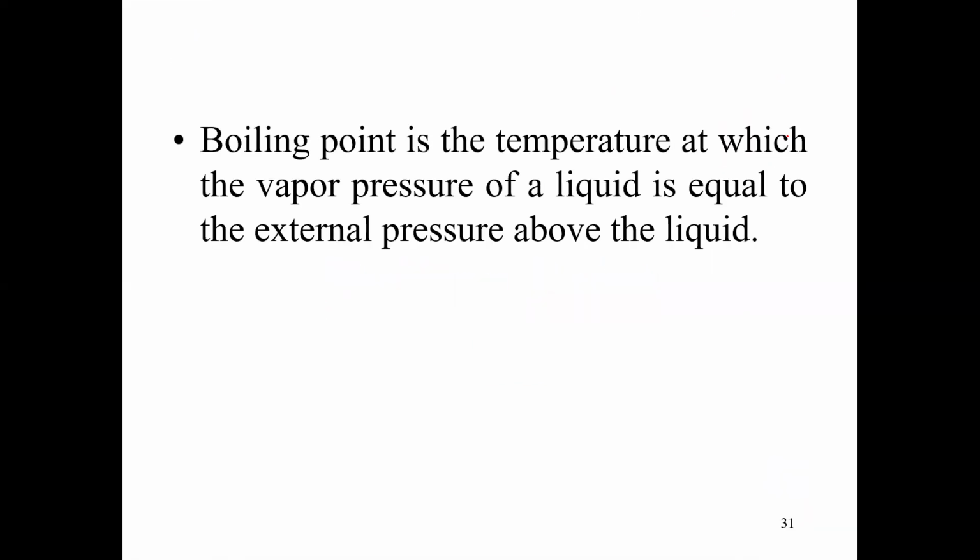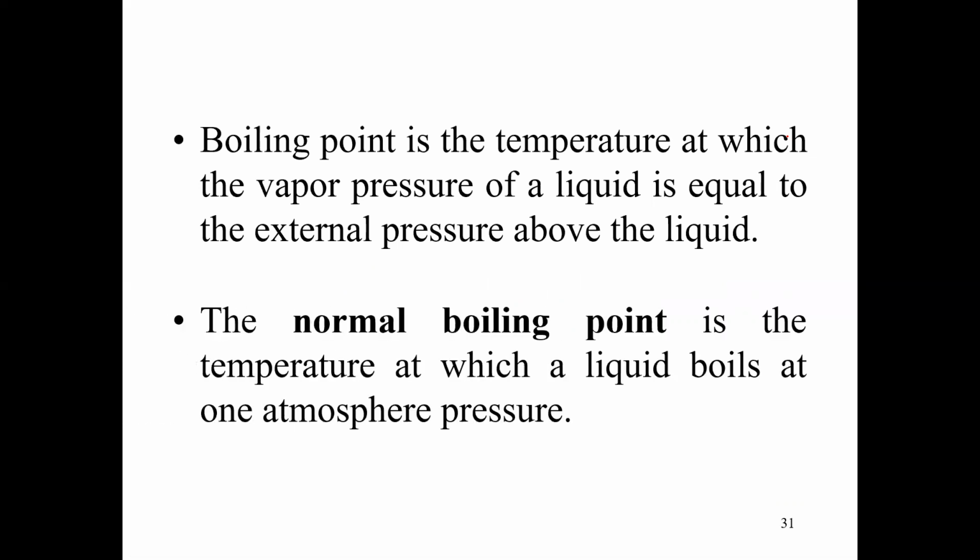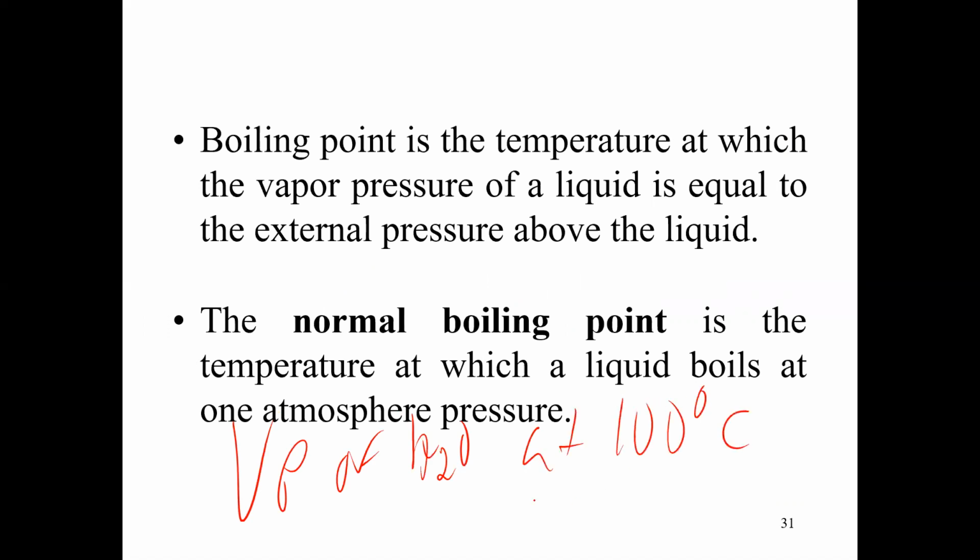Now, boiling point. The boiling point of any liquid is the temperature at which the vapor pressure of a liquid is equal to the external pressure on the liquid. So the normal boiling point is the temperature where the liquid boils at 1 atmosphere pressure. So basically the vapor pressure of water at 100 degrees Celsius is 760 millimeters of mercury, which is 1 atmosphere.